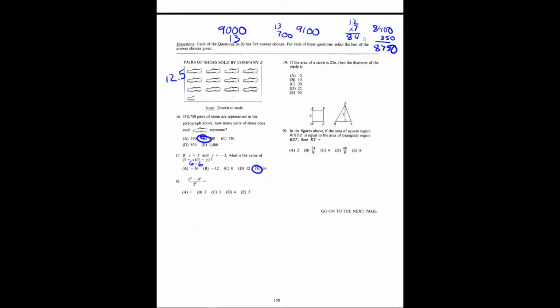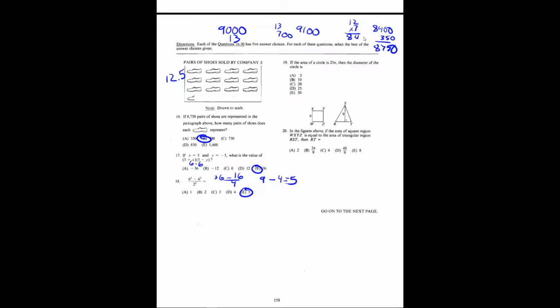Number 18. 6 squared minus 4 squared, over 2 squared. The easiest way to do this is just to figure out what these are. 36 minus 16 over 4, and then simplify. 36 over 4 is 9, and 16 over 4 is 4, so we get 9 minus 4, and that gives us 5.